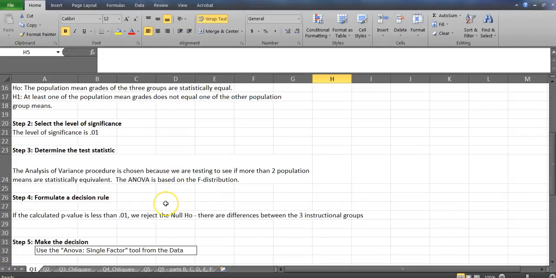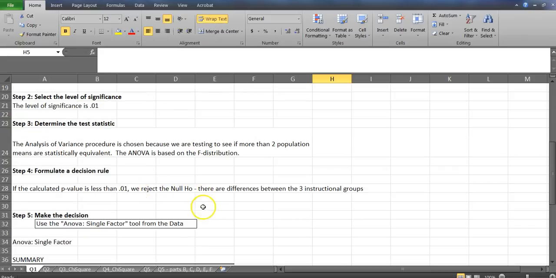We know that because there's 3 groups and one dependent variable, it's going to be an analysis of variance, so we're going to be looking at our F-stat. And our decision rule goes back to the level of significance. If the calculated p-value is less than 0.01, then we'll reject the null, okay?